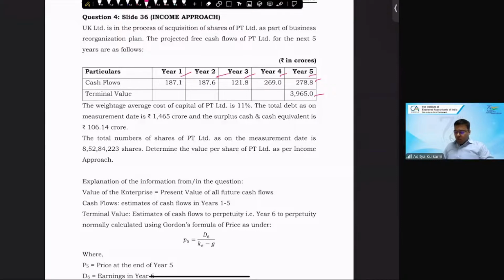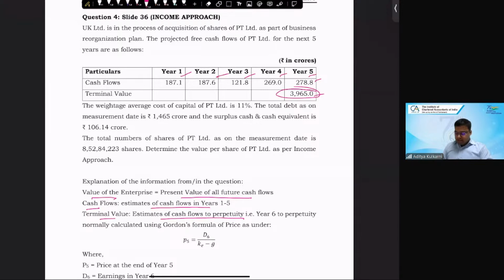Can somebody tell me what is the meaning of terminal value? Terminal value is nothing but estimate of cash flows to perpetuity. So what we have done is we have tried to give you an explanation of whatever information is given. Value of enterprise is nothing but present value of all future cash flows. The cash flows are estimates of cash flows in years 1 to 5, and the terminal value is estimated cash flows to perpetuity.